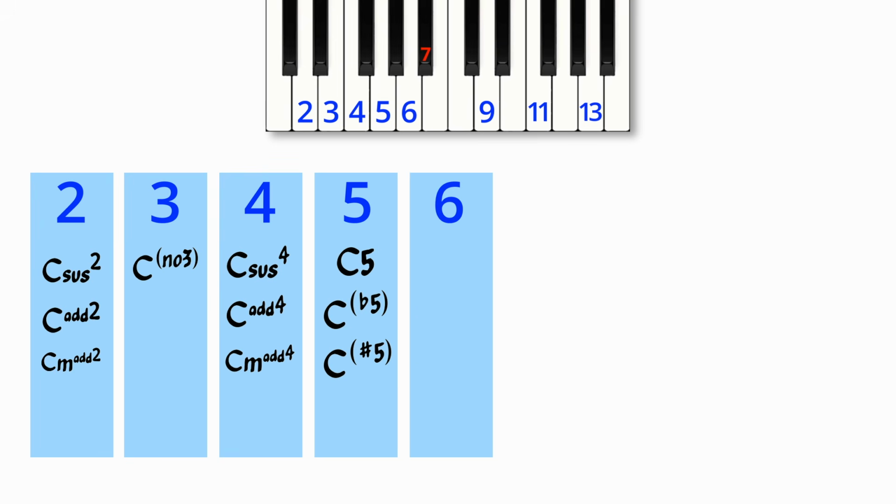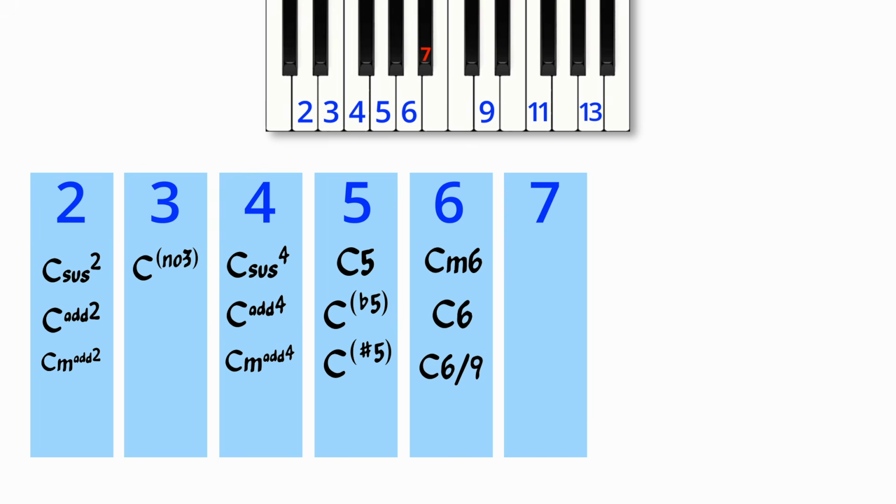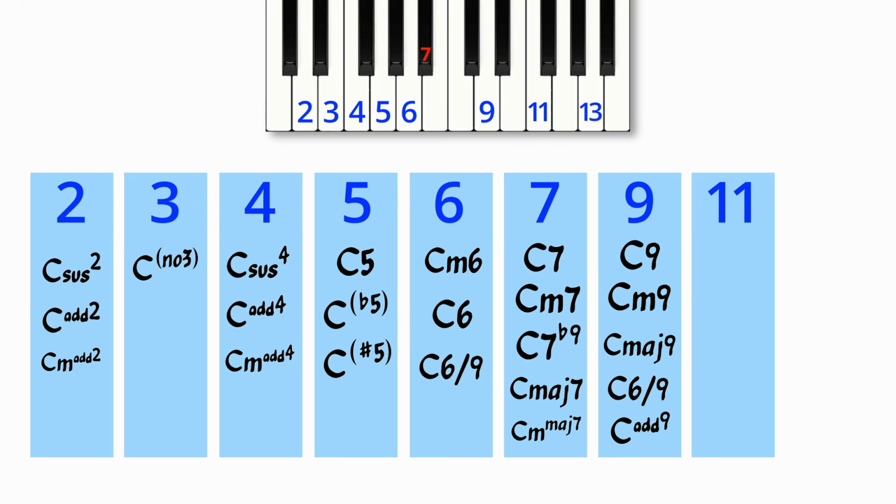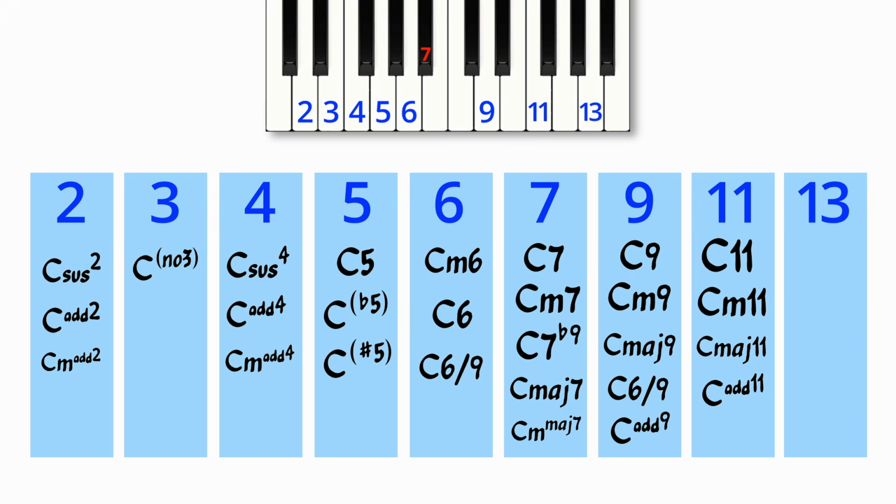6 can be added to any minor or major chord, sometimes in combination with other numbers. The same is true for the minor 7th and the major 7th. 9 is usually an extension of a 7th chord, but it can also appear with a major 7th, a 6th, or just being added as a single note to any chord. The same is true for 11 and 13.